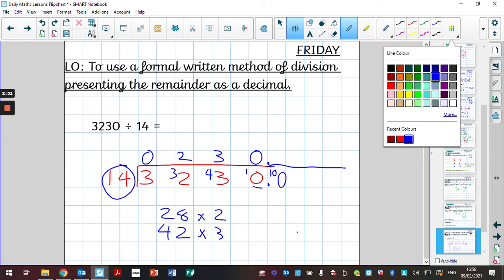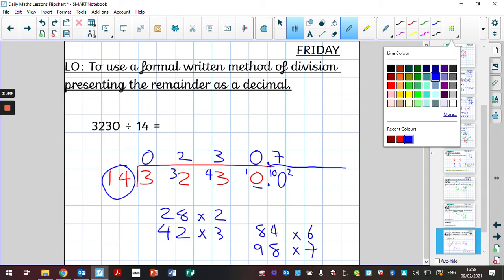So if I doubled that, I just need to double 42. So that is 84. Will another lot of 14 go onto that? Well, it will do, won't it? If I add another lot of 14, that is 98, which is 7 lots. So this will be 0.7, but I've got a remainder of 2.